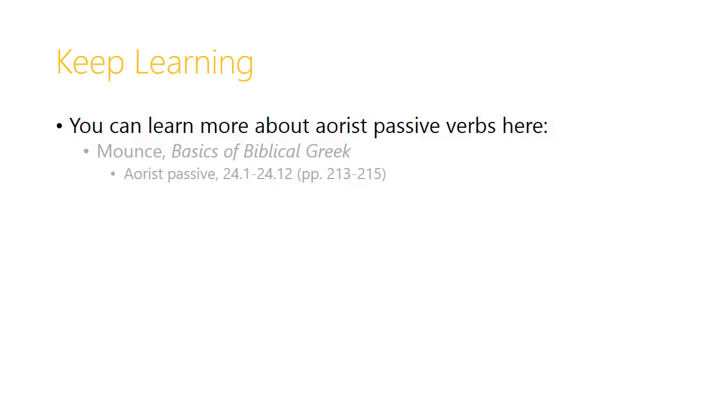Once again, you can learn more about the aorist passive verbs in Mounce's Basics of Biblical Greek in sections 24.1 to 24.12. That's on pages 213 to 215.